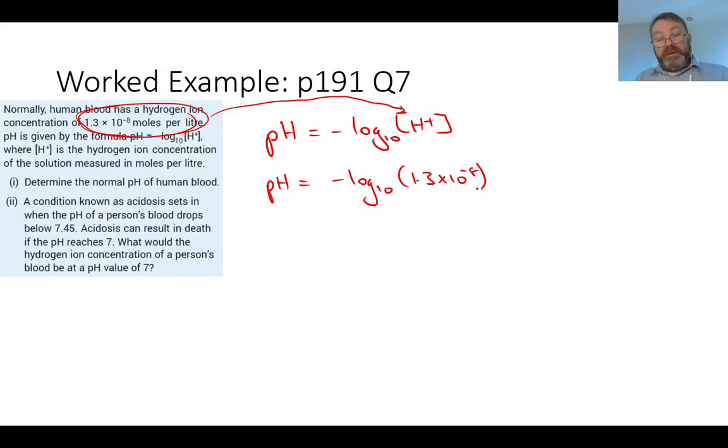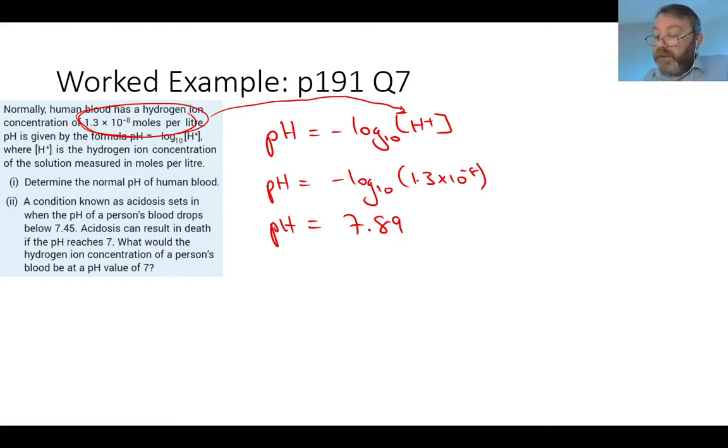So again on your calculator, minus log to the base 10, which is minus log. You'll notice there's no log to the base 10, it's just log. It's beside the natural log. So minus log of 1.3 by 10 to the power of minus 8. I close the brackets, and the answer comes out as the pH of human blood normally is 7.89, just to round it off to 2 decimal places. Okay, so that's the pH normally of human blood.